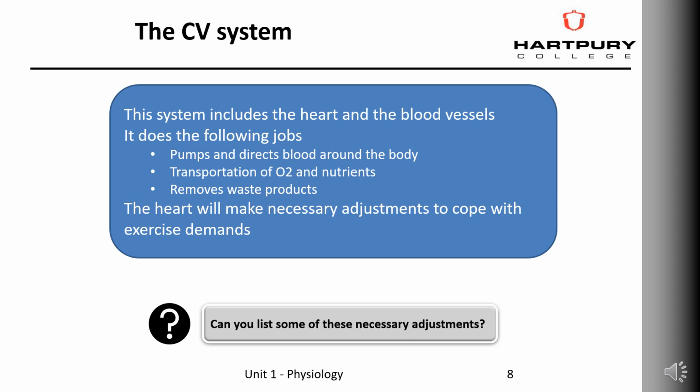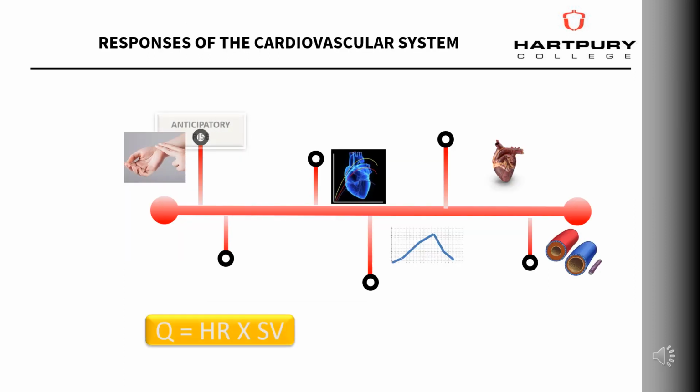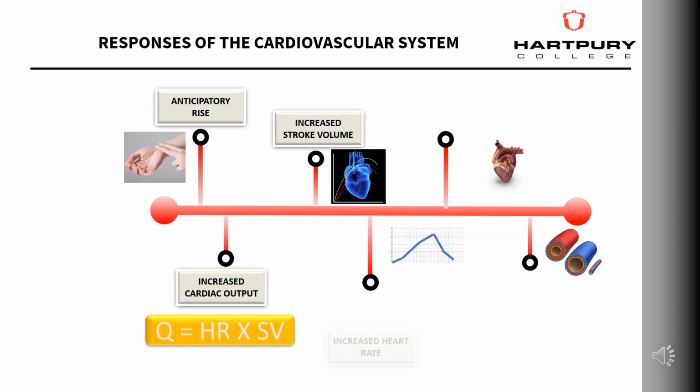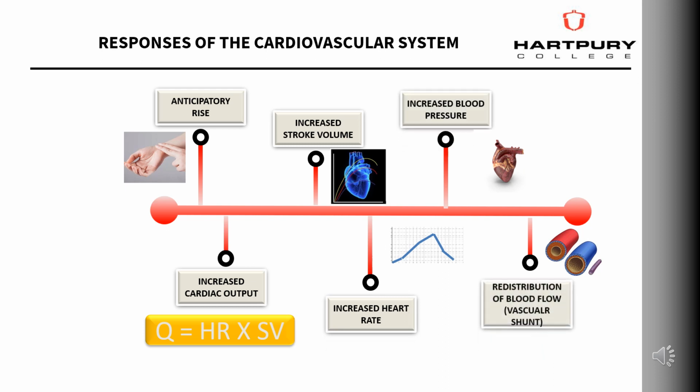Okay, so what necessary adjustments do you think the heart has to make in order to respond to exercise? Have a think. Okay, so the responses of the cardiovascular system then, they are anticipatory rise, increased cardiac output, increased stroke volume, increased heart rate, and increased blood pressure. Finally, finishing with redistribution of blood flow, so otherwise known as vascular shunt. And we'll cover these in detail in the next lesson.